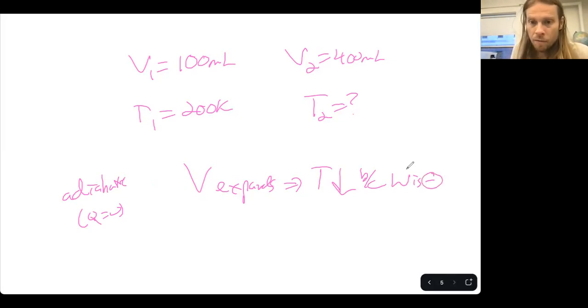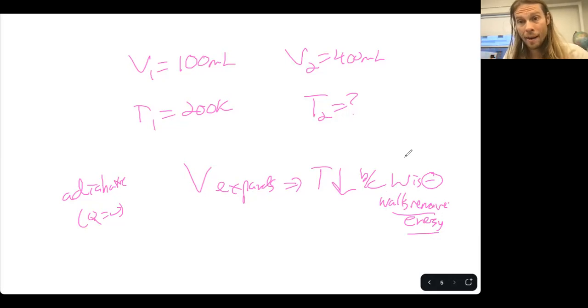Because work is negative, the temperature drops because of the collisions with the walls, takes energy away. Walls remove energy. Remember the reasoning, right? It's not because it's more space, it's because the walls remove energy in the act of them moving away. They take energy away. So what is the new temperature though? So I should expect a lower number here.